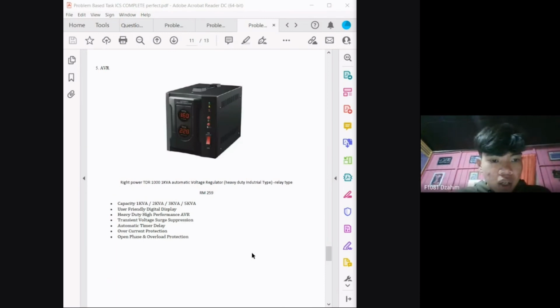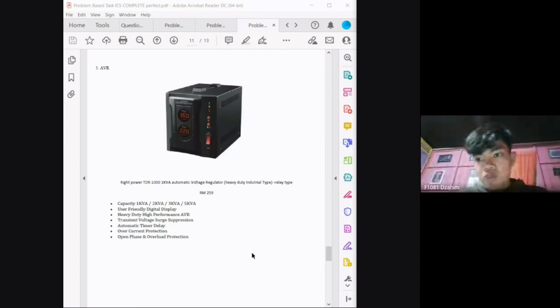Number 5, AVR. Right Power TDR 1000, 1 kVA automatic voltage regulator, heavy duty industrial type, relay type. The price is 259 ringgit. The capacity is 1 kVA, 2 kVA, 3 kVA and 5 kVA. User friendly digital display. Heavy duty high performance AVR. Transient voltage surge suppression. Automatic timer delay, overcurrent protection, open phase and overload protection.